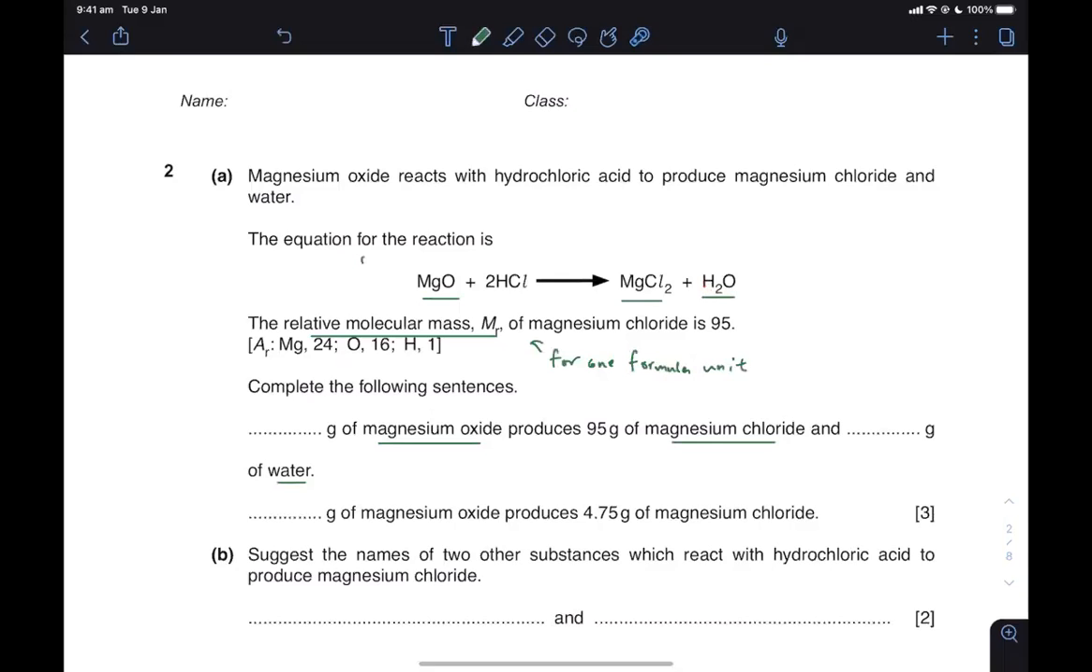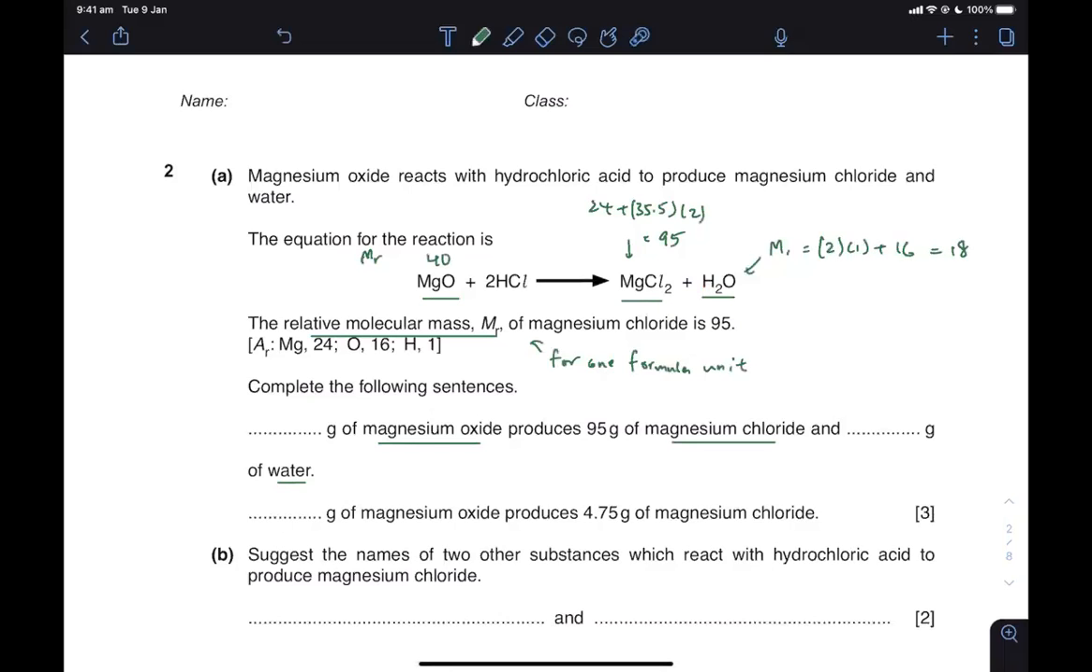So the Mr for MgO is going to be 24 times 1, because there's 1 magnesium, plus 16 times 1, that's going to give you 40. MgCl2 is going to be 24 plus 35.5 multiplied by 2. You should be able to do this very quickly. Therefore, make sure you know how to press your calculator. So the Mr for water is going to be 2 times 1 because there's 2 hydrogens, and 16 times 1 because there's 1 oxygen. So 2 times 1 plus 16 times 1 is 18.